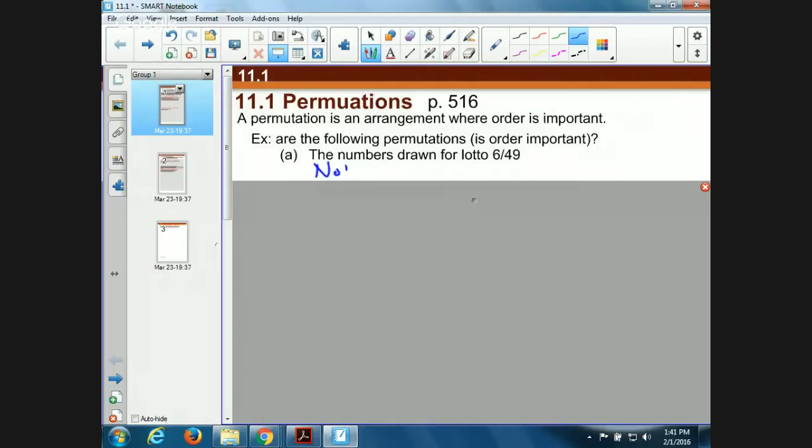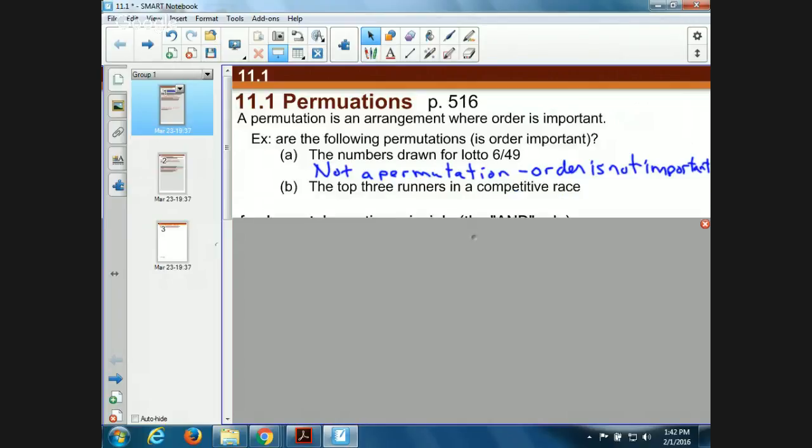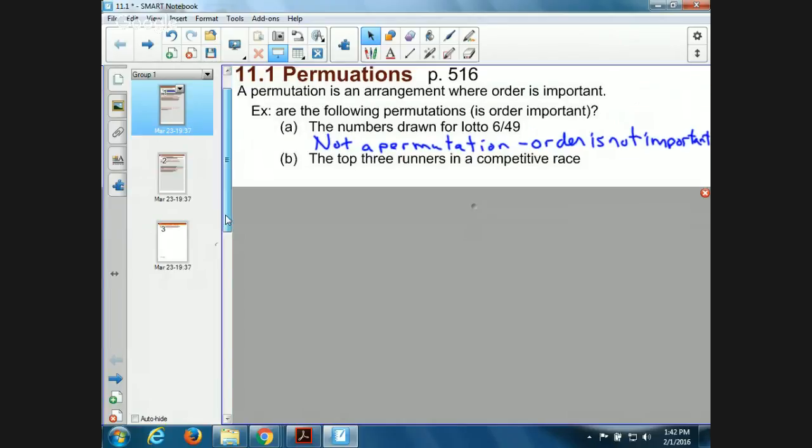Not a permutation, because that's what was asked. Why? Because order is not important. That's what you've got to look for, because you've got to decide if questions are permutations or not. It especially is important in section 11.2, where you've got a couple of types of problems.